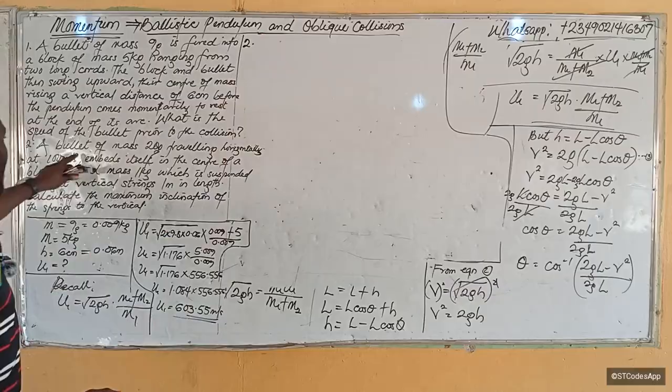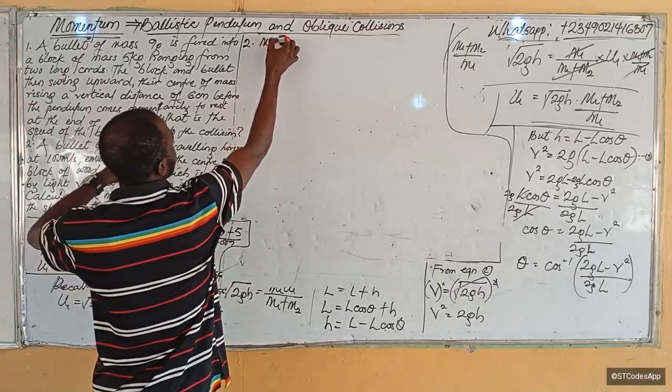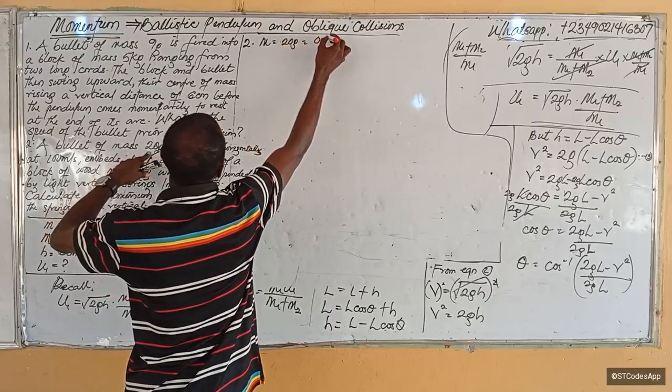Number 2, a bullet of mass 20 grams. So the mass of the bullet, small m, 20 grams, equals 0.02 kilograms.